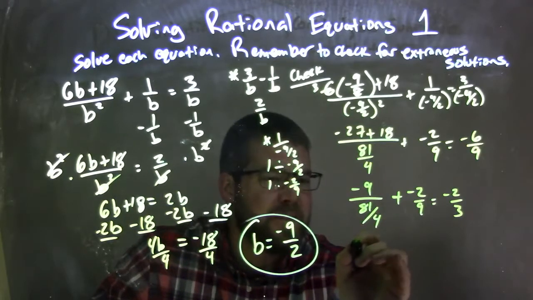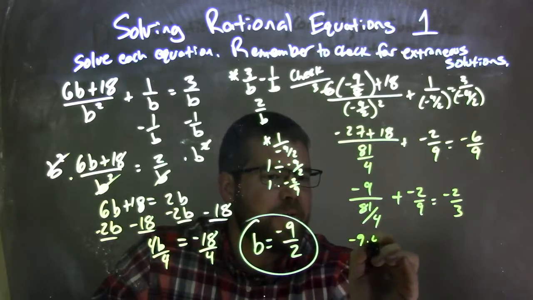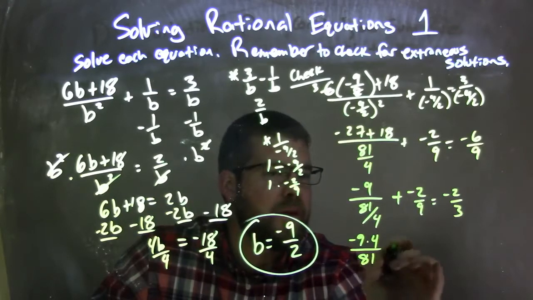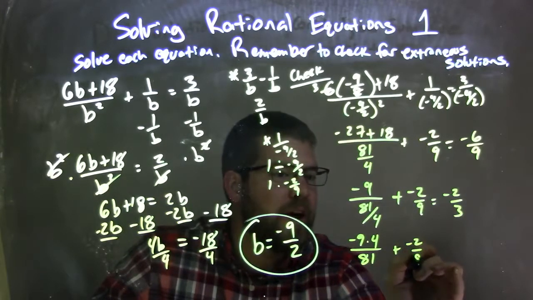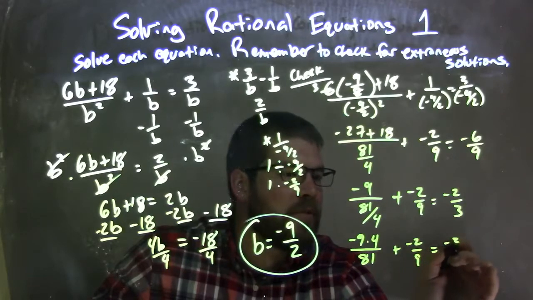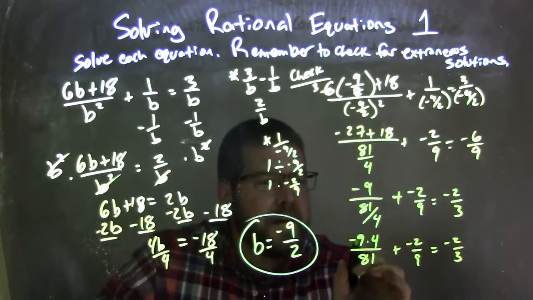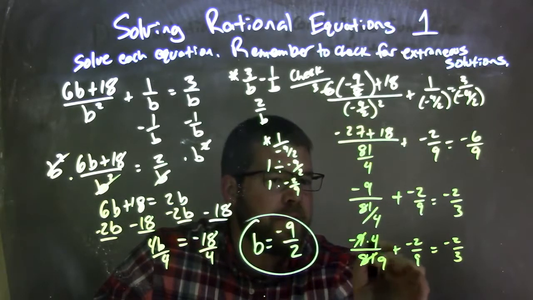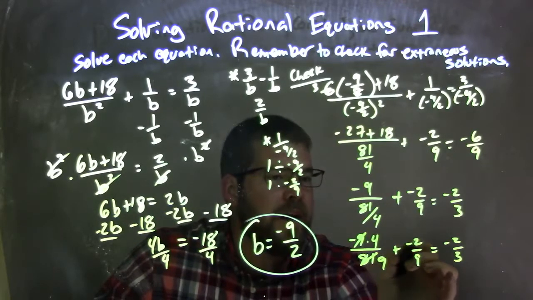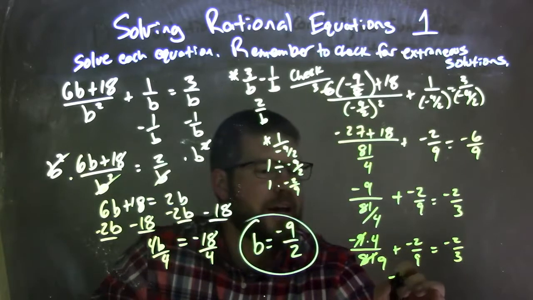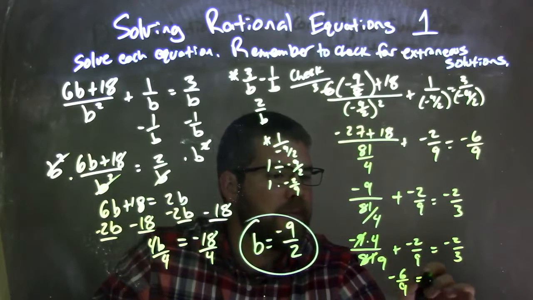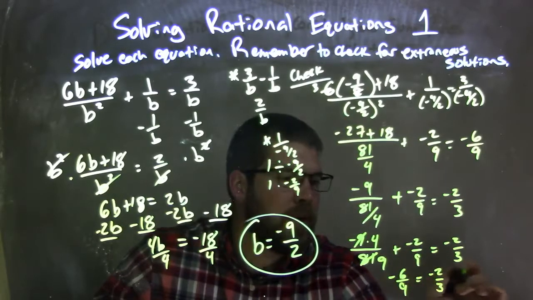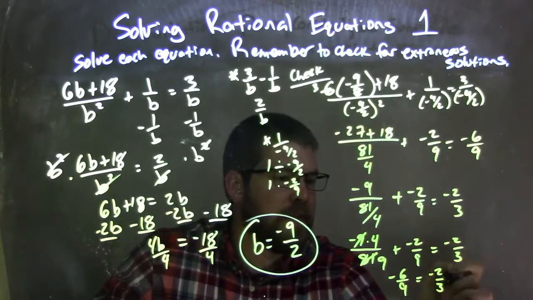So watch this. I'm going to actually do it like this. Ready? Negative 9 times 4 over 81 plus a negative 2 over 9 equals negative 2/3. Okay? Well, negative 9 and 81 eliminate, leaving us just a 9 there. So we have negative 4 over 9 plus a negative 2 over 9. That comes out to be negative 6 over 9 when I combine them. Negative 2/3 right there. And we know that negative 6 over 9 is equal to negative 2/3.